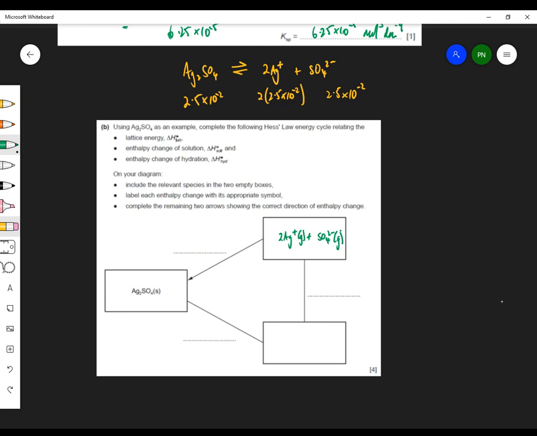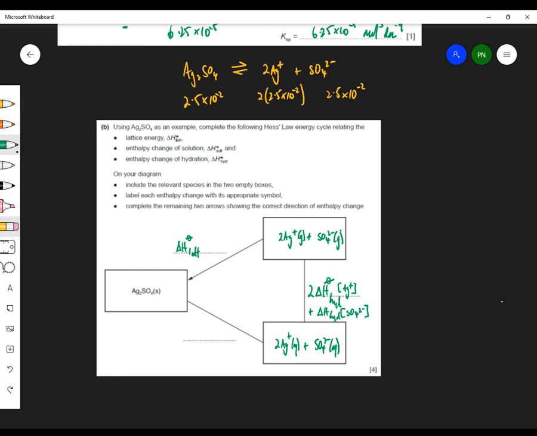Let's have a look. Empty boxes. I can't see state symbols, but I'm sure it's there somewhere. So that to that is the lattice energy, isn't it? So this is delta H lattice. Now this is going to be 2Ag+(aq) plus SO4 2-(aq), and this is going to be the hydration energy. This is going to be confusing, because it's 2 times the hydration energy of a silver ion plus the hydration energy of a sulfate ion.